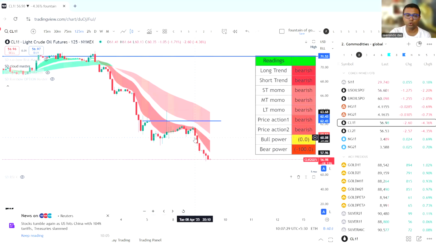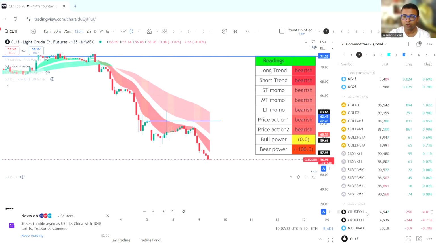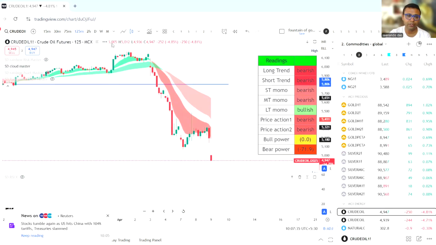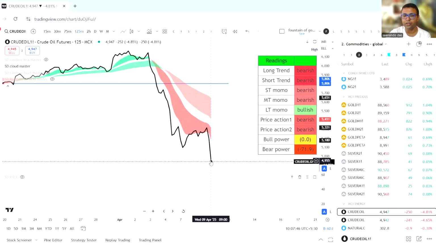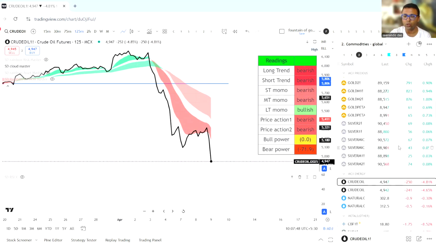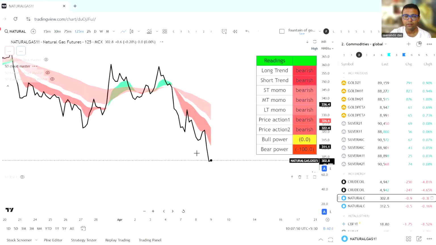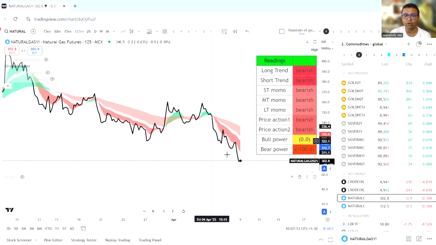India closes first. Crude remains very, very bearish because the global recession is bearish for crude. The China slowdown is bearish for crude, and the tariff is also bearish for crude. So overall crude fundamentals have deteriorated and it is crashing lower. Then we have natural gas, which changed its trajectory, continuing lower.